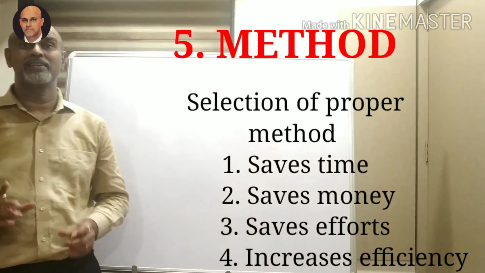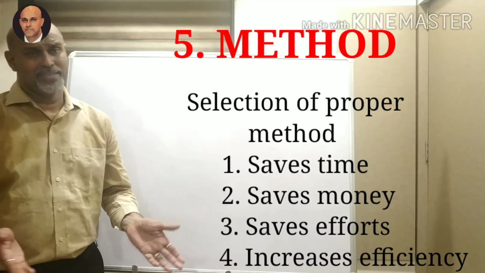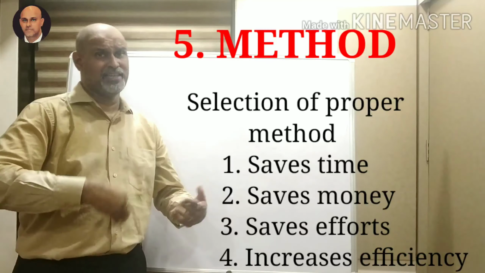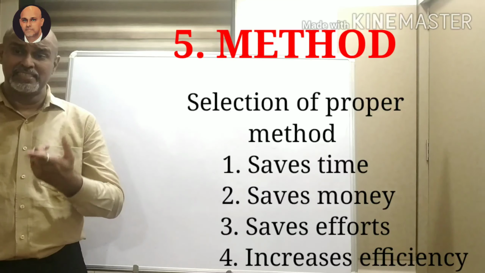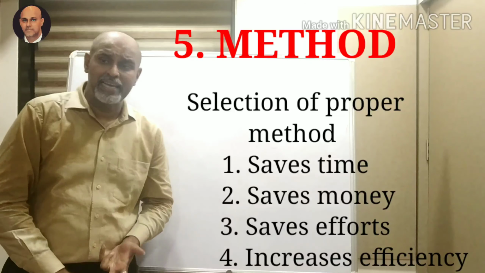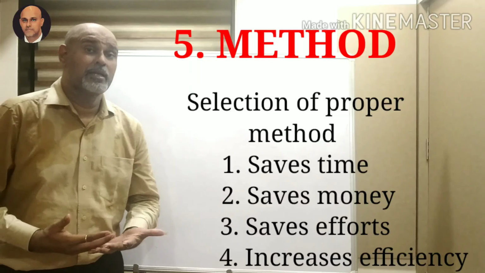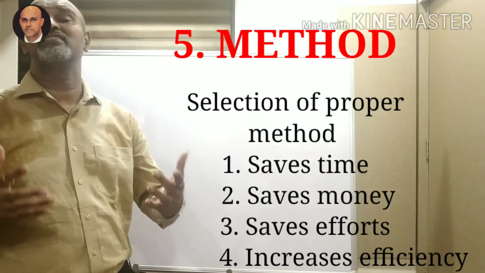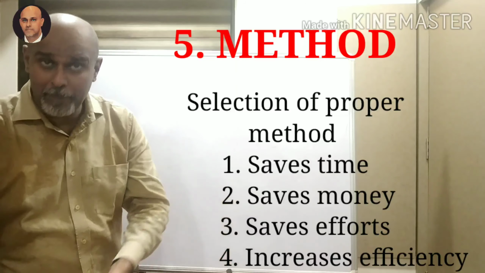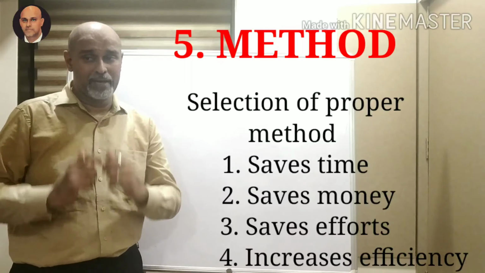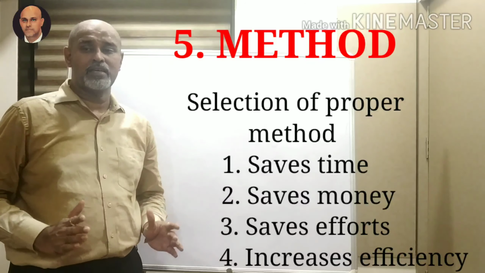Selection of proper method saves time. Of course, there are some shortcuts which are easier for us to understand. It saves time, it saves money, it saves effort, and it increases efficiency. The meaning of efficiency is that you are doing things in a shorter span of time, and plus you are saving money. So this is method for you.